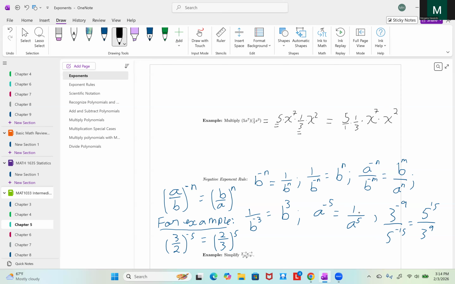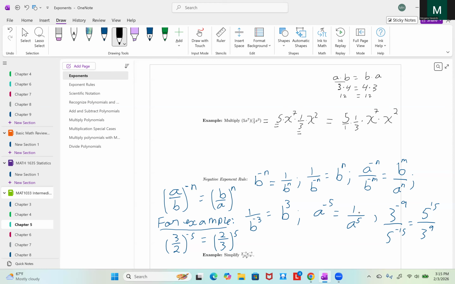Here we are using the property where a times b is the same as b times a. When we multiply, the results are the same. This is the commutative property. We use it to change the position of x to the 7th and 1/3. For example, 3 times 4 is the same as 4 times 3. 3 times 4 is 12, 4 times 3 is 12. The result doesn't change, and we can do that.